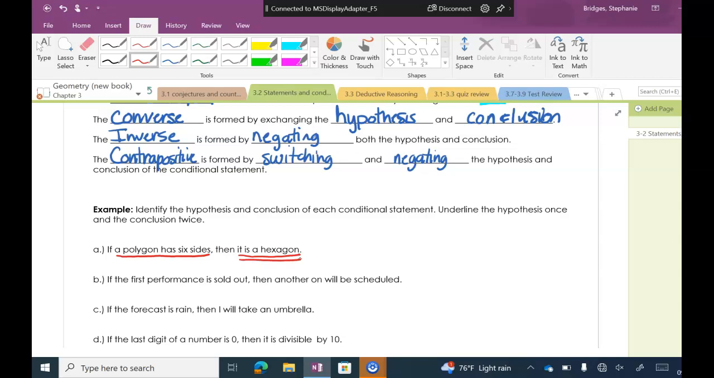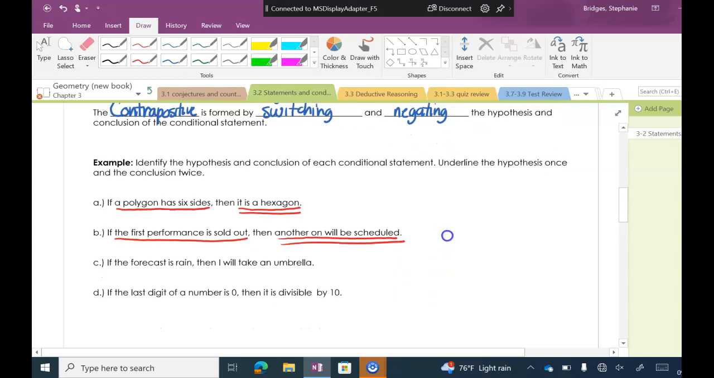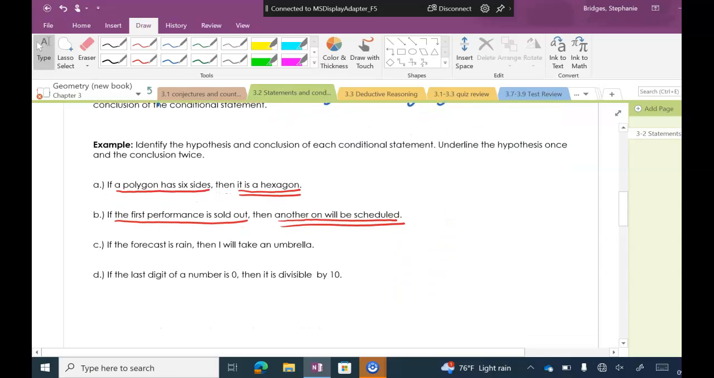All right, what's my hypothesis here? What comes after if? The first performance is sold out, so that gets underlined once. And then my conclusion is after then, which is? Another one will be scheduled. See how it's not hard, right? Underlining. All right, go ahead and do C and D if you have not already.